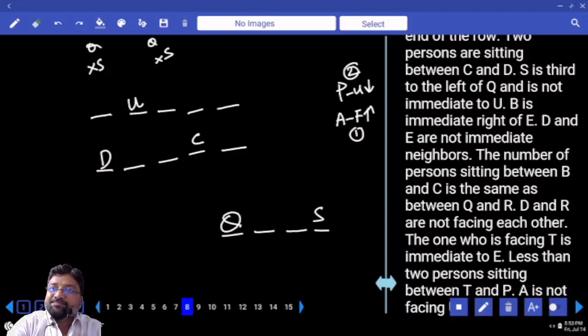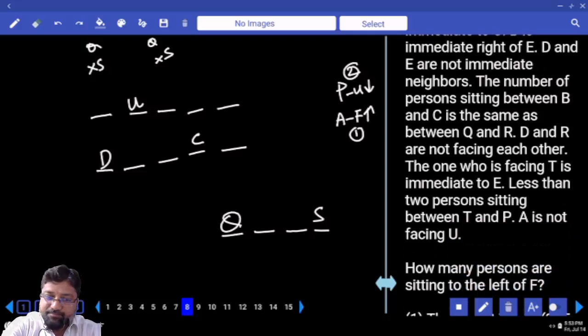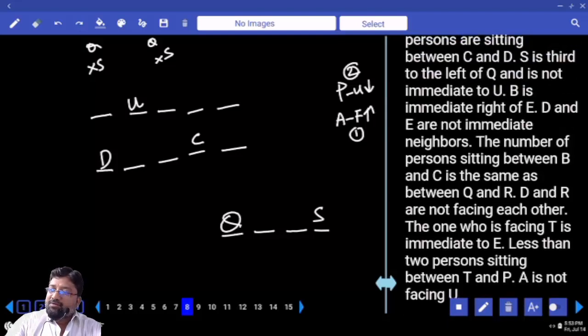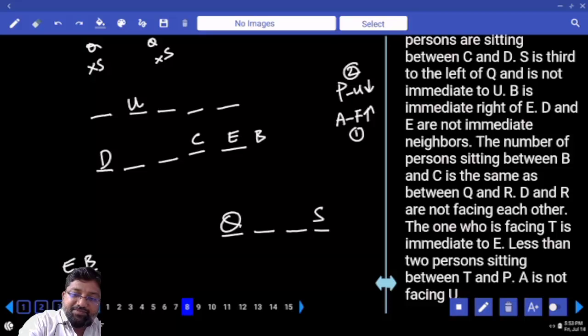Is this clear? Next line, read it. D and E, B sits to the immediate right of E. D and E are not immediate neighbors. This is what you are supposed to do. If D and E are not immediate neighbors, then we do have only one possibility where I can fix D here. Is there any other possibility? If I take E and B here, how many places? 2 places, but I should get only 1 place.